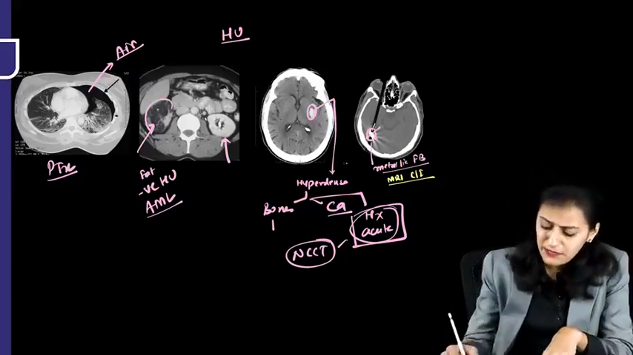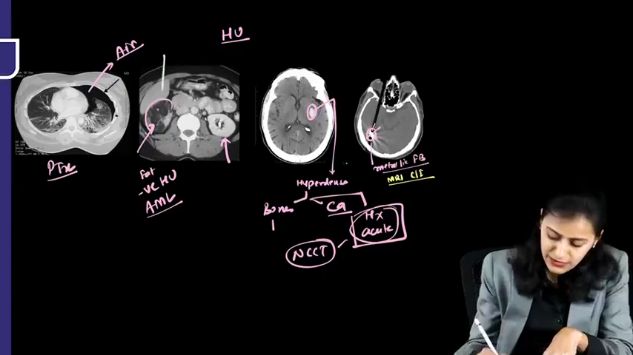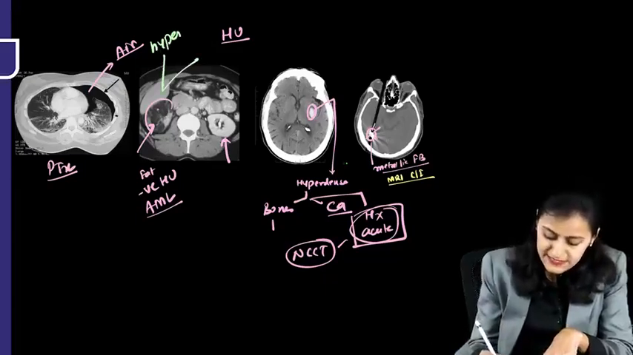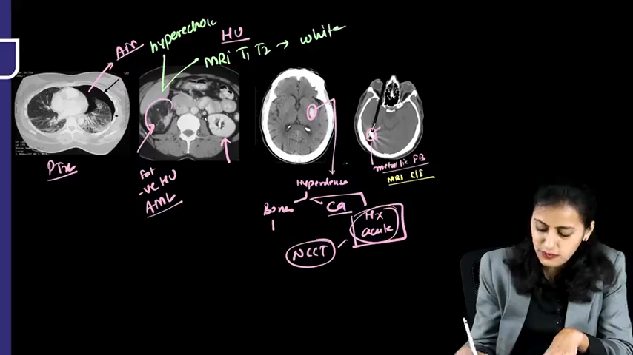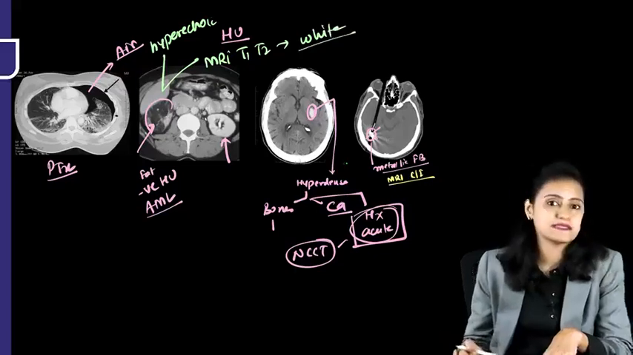Now, what appearance does fat have on ultrasound and MRI? Also remember that on ultrasound, fat is hyperechoic. On MRI, both T1 and T2 weighted, fat is white. That means it is hyperintense.